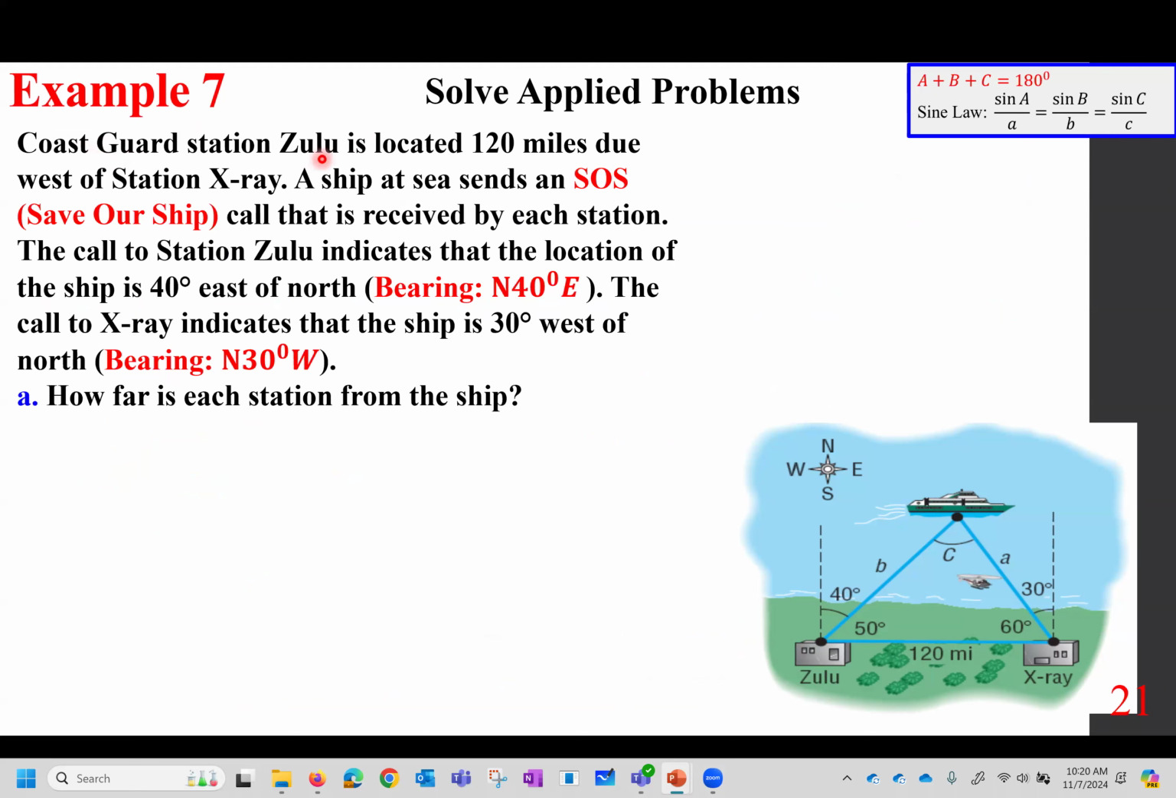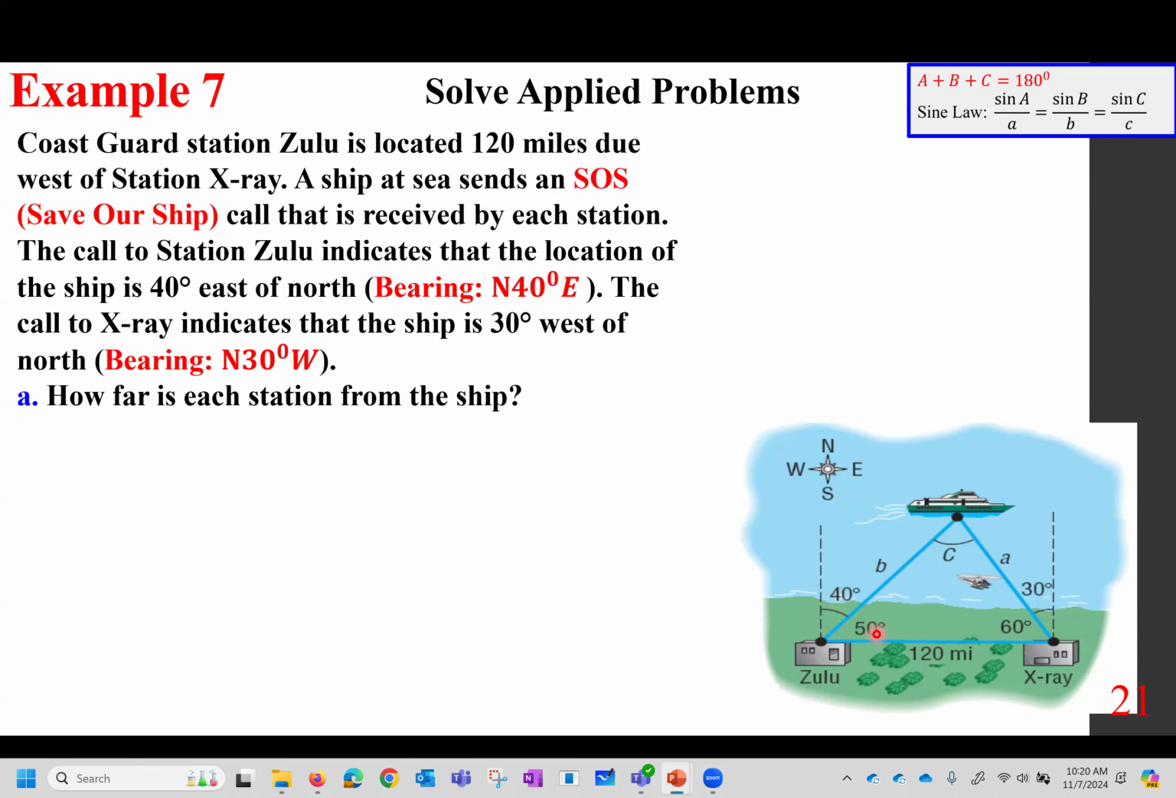Coast Guard Station Zulu is located 120 miles due west of Station X-ray. So we have Zulu, we have X-ray, and they have a distance of 120 miles. A ship at sea sends an SOS, save our ship, call that is received by each station. So sends it and both of them receive it. The call to Station Zulu indicates that the location of the ship is 40 degrees east of north, bearing north 40 degrees east. So that's the bearing.